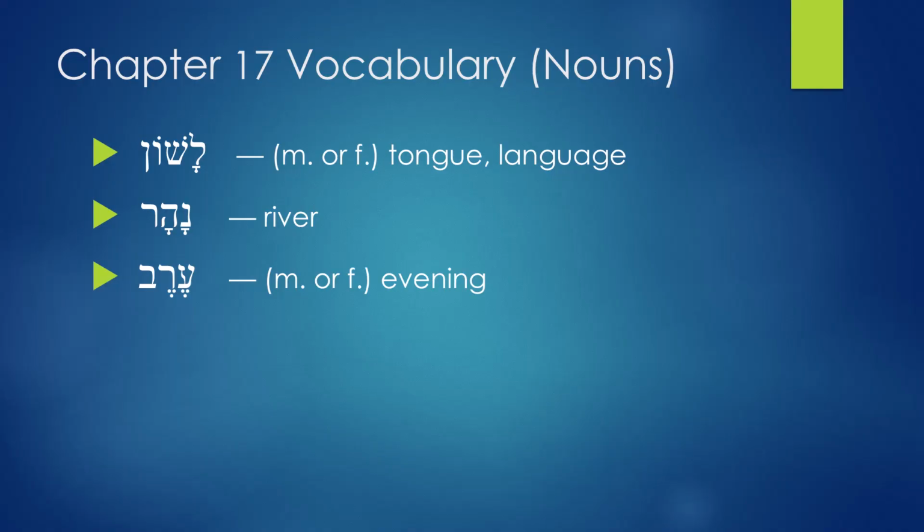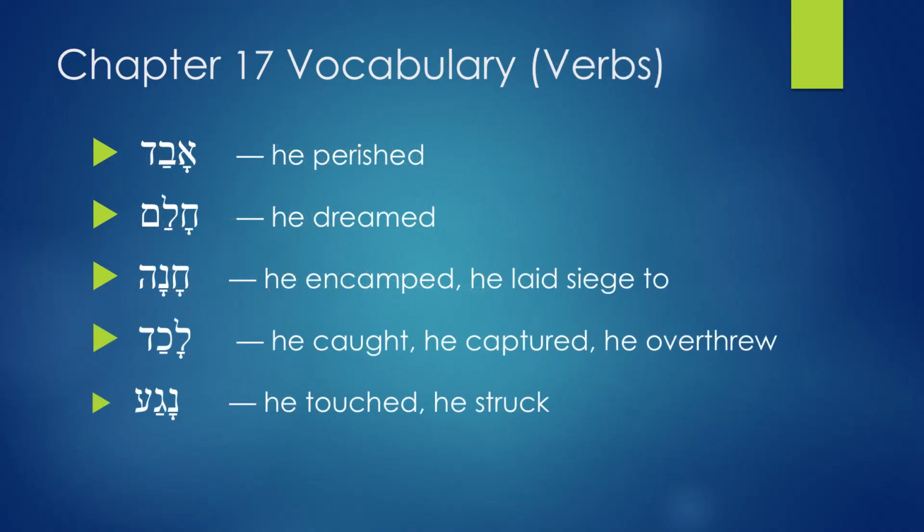And then we have erev. Erev means evening. And if you want to say good evening, you say erev tov. Good evening. We come to the verbs. First one we have avad. Avad means he perished. Next we have chalam. Chalam means he dreamed, from the word chalom, meaning dream.